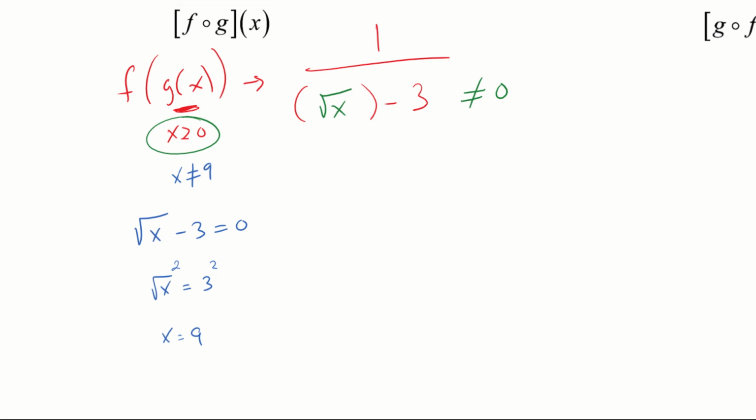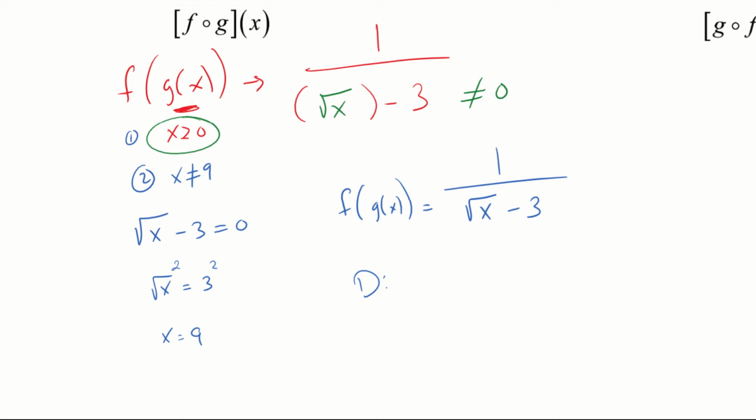So now how do we write this? First of all, we're going to clean up our composite function by just getting rid of the parentheses. So that's my composite function. My domain restrictions now: we have to satisfy these two conditions, right? x has to be greater than or equal to 0, and it cannot be 9.